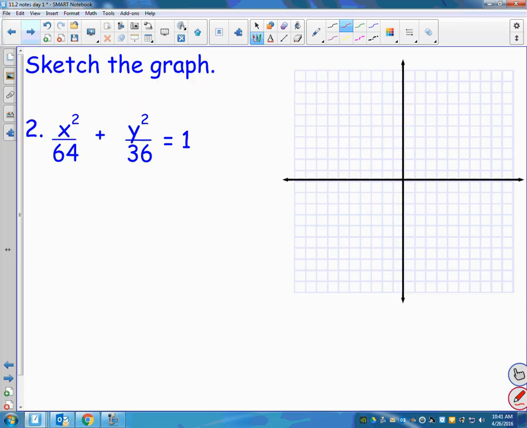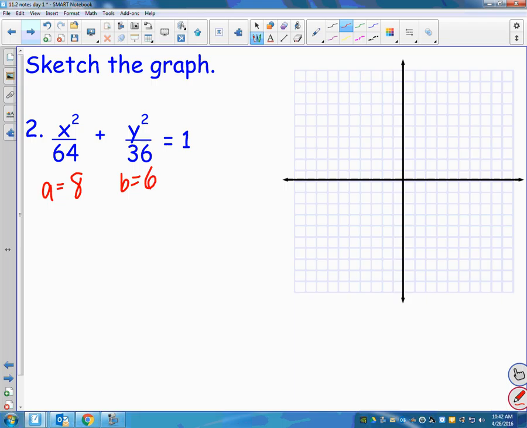Which way is this one going to be bigger? Long ways or bigger vertical? Long way, horizontally, right? Because 64 is bigger than 36. So again, I know it should go this way. Looking at this, A and B I should be able to find, right? This is A squared, so that just means A is 8, B is 6.